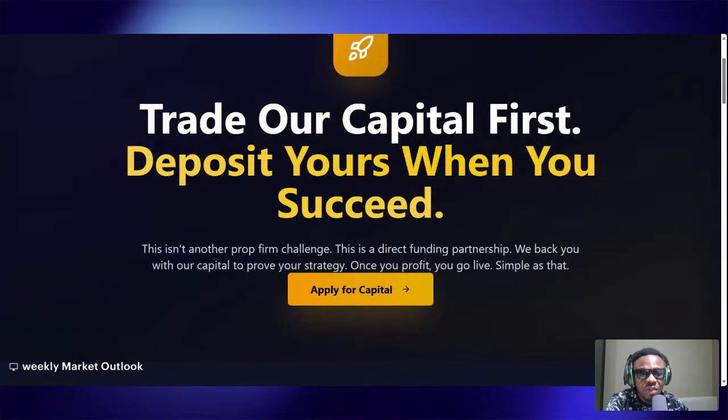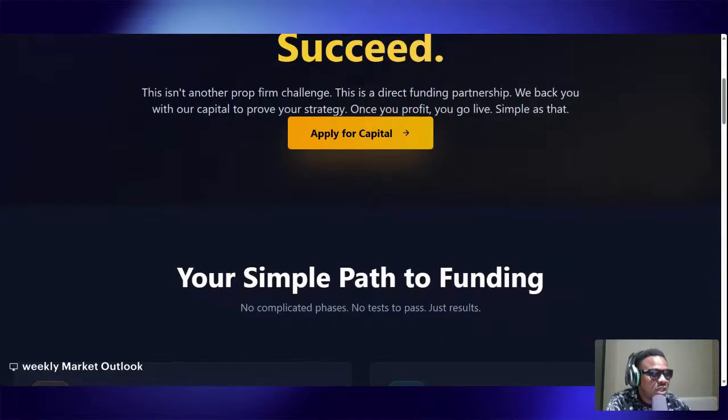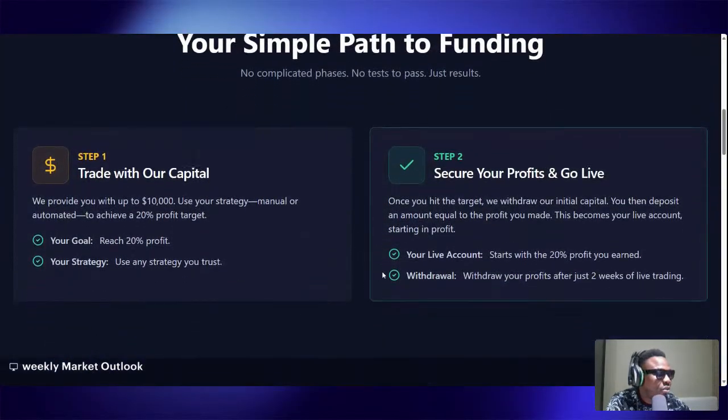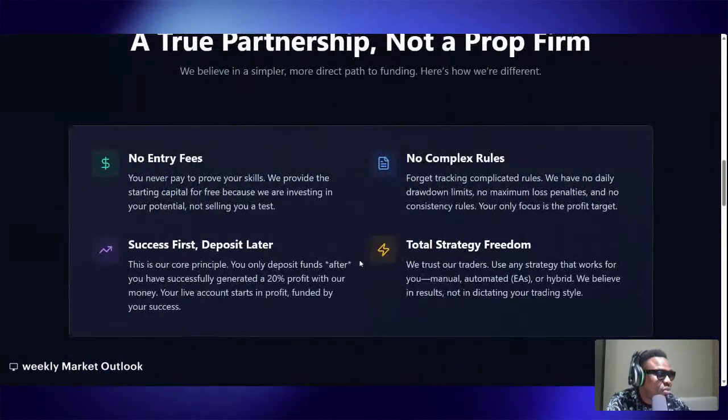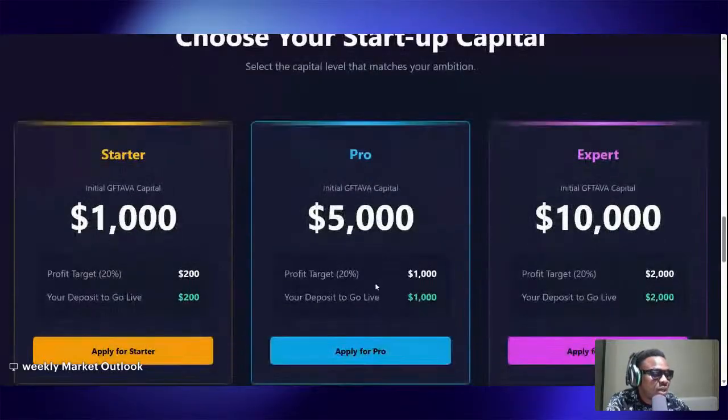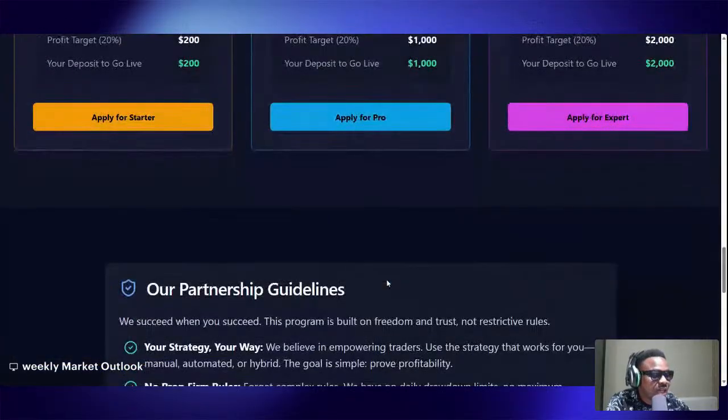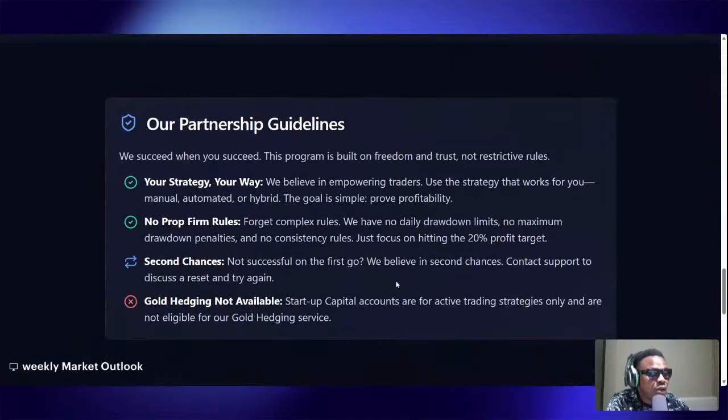GFT Ava has a similar product as well. They say trade our own capital first, deposit yours when you have succeeded. So for some of you that are not even sure of your strategy, you can use another company's capital to test your strategy to see how effective it is going to be. Then when you have succeeded, you can decide to continue. It's similar to the product I just told you, but this is more clear about the company and how they run it.